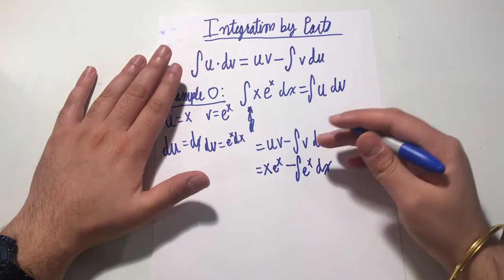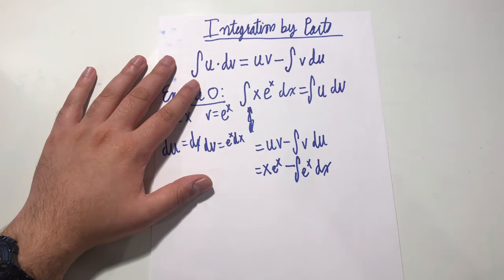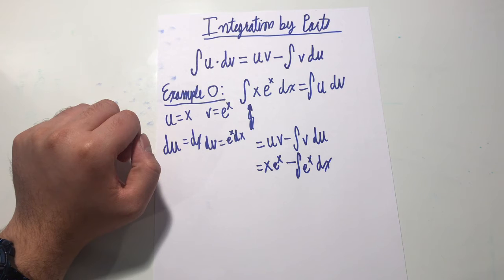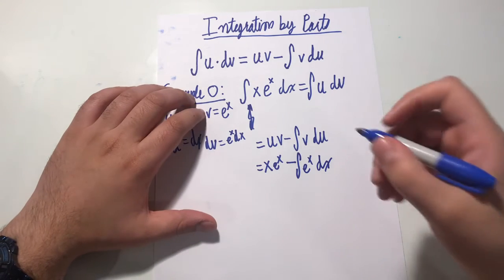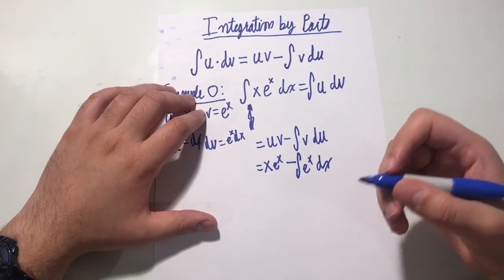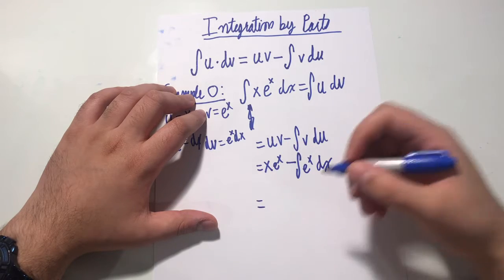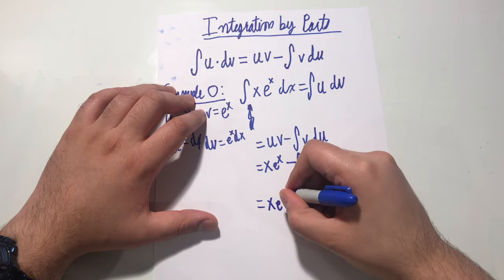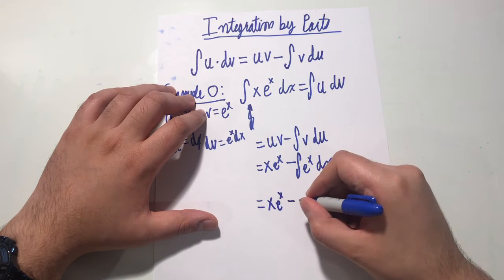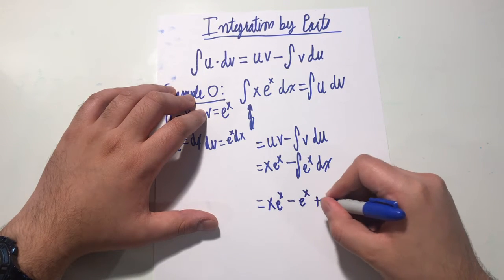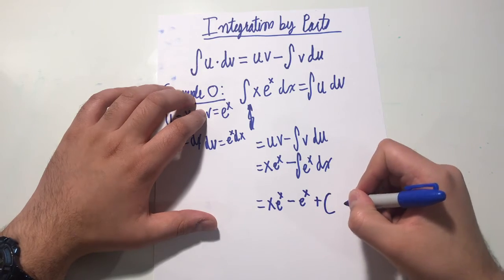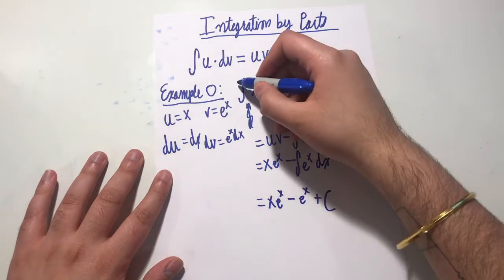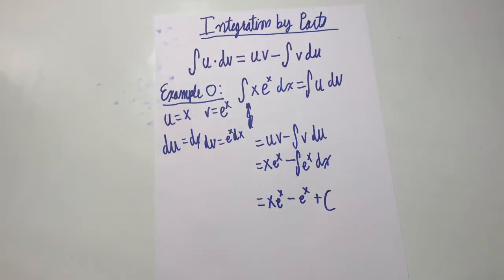And what we need to do is just finish off this integration. What's the integral of e to the x? The integral of e to the x dx is just e to the x. E to the x plus c, right? We need to add our constant of integration because we are not doing a definite integral. And it's as simple as that. That would be our final answer for this integral.